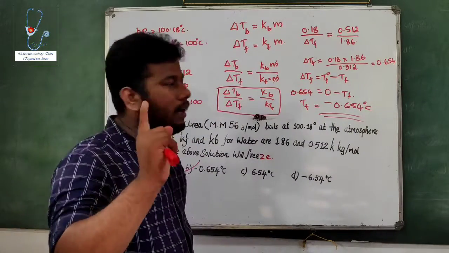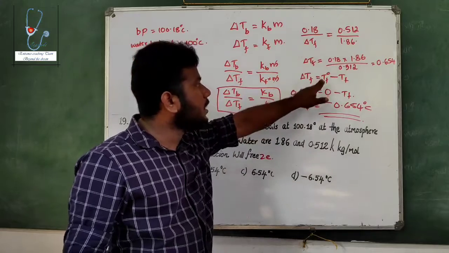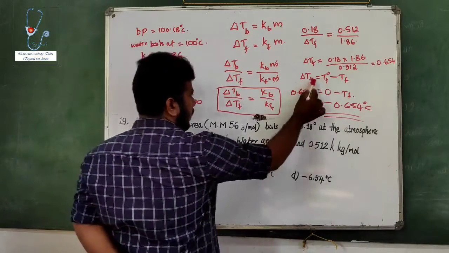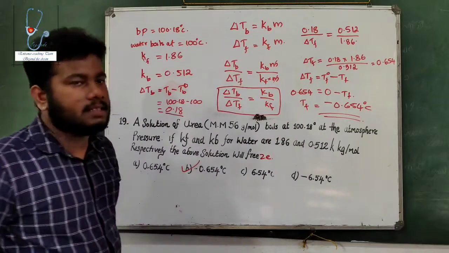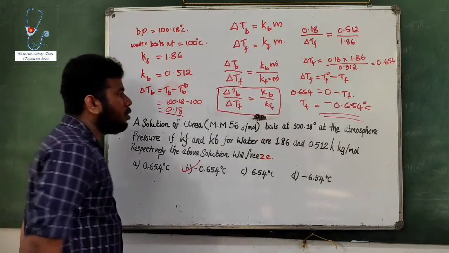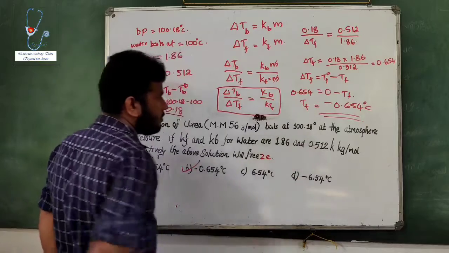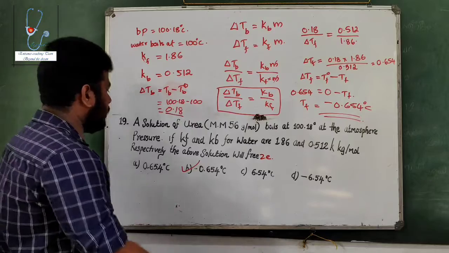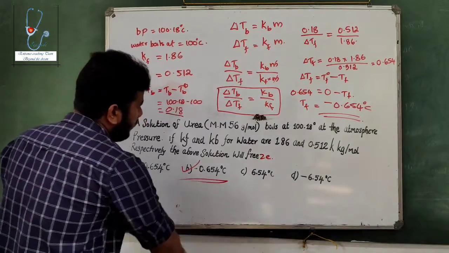But we do not want the delta TF value. We want the TF value. Delta TF is equal to TF0 minus TF. Here substitute the value and we get the answer. TF is equal to minus 0.654 degree Celsius. So option B is the right answer.